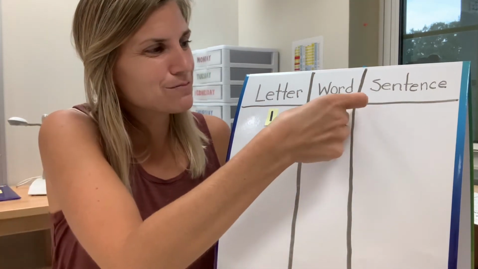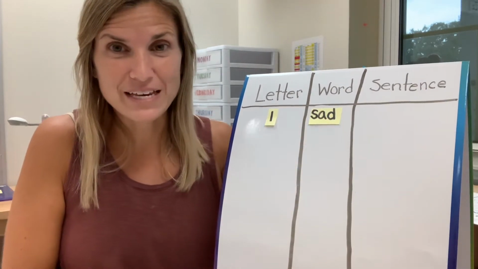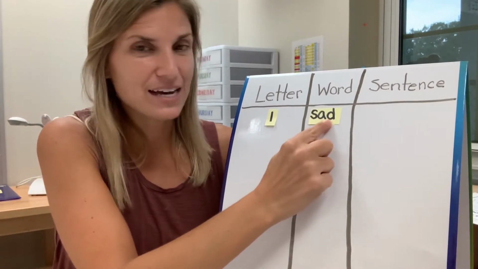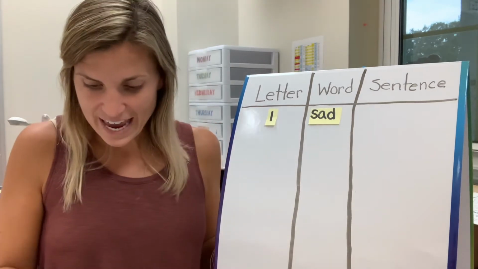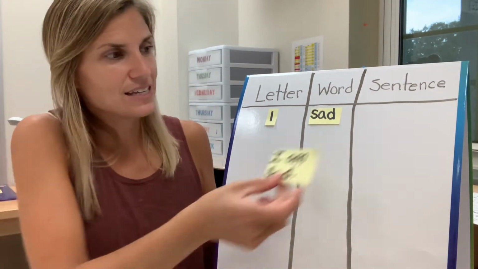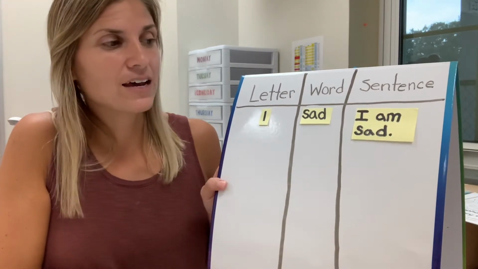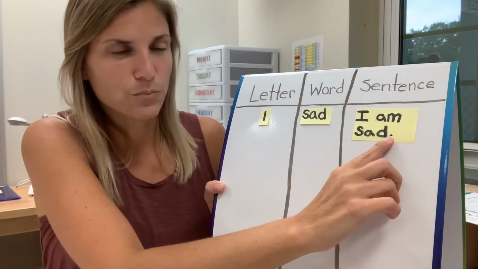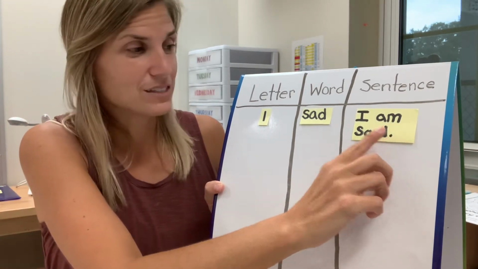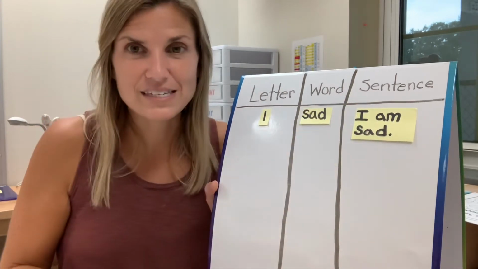So this is my word, and my word is from that word family we learned at the beginning of the week, sad. So it has more than one letter. And a sentence, if I were to use that in a sentence, has more than one word, and a little trick is it ends in punctuation, so it ends in a period. So I am sad is my sentence. So a letter, a word, and a sentence.